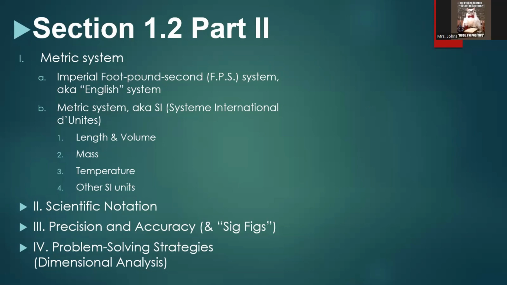Hello, this is the second part of section 1.2, and we are going to start with Roman numeral 2, scientific notation, and finish this out. We've got section 3 about precision and accuracy and significant figures, and section 4 about problem solving strategies, which is also known as dimensional analysis.